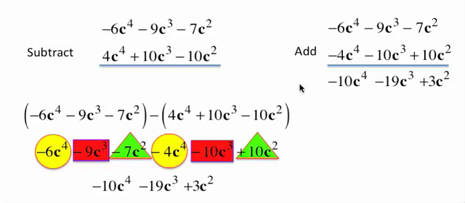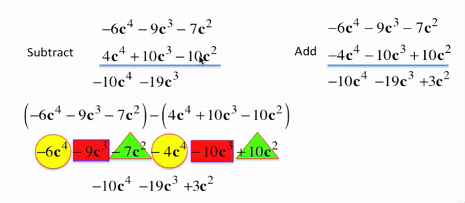Okay, and then the third way you can do this is simply say negative 6c to the 4 minus 4c to the 4. And then you might want to write a little minus there. But then we have to do negative 6 minus 4 is negative 10c to the 4. Negative 9 minus 10c to the 3. And you have to remember, you're subtracting, so it's negative 9 minus 10c to the 3. And that's going to be negative 19.